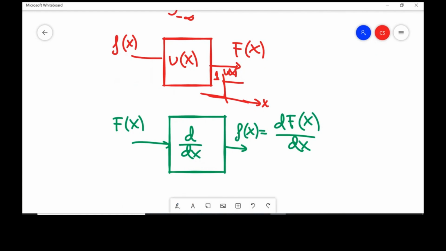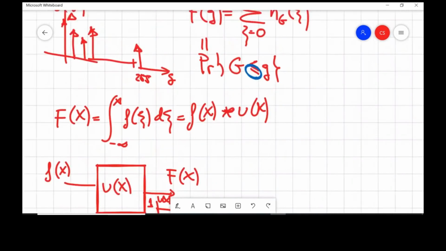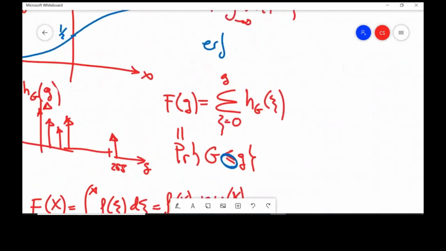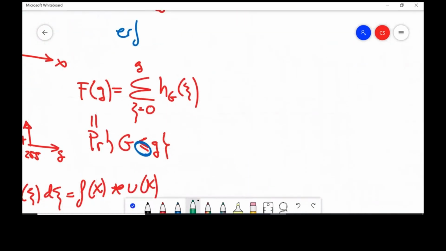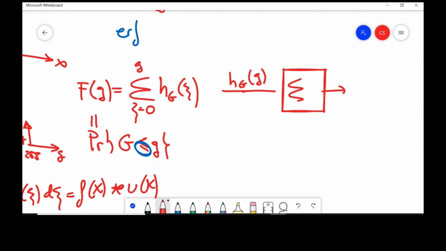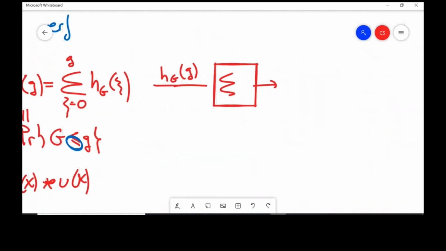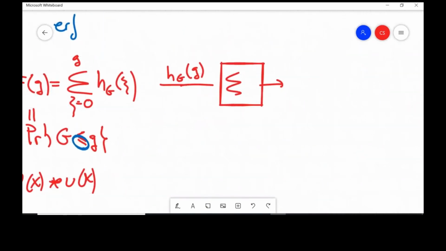Okay, so let's look at the discrete system. For the discrete system, I have the equivalent of integration. So I have something that takes a sequence. So let's make it here in red. This is taking h of t, and it's going through a system that is computing a sum. And then it is producing, we call it F, so it is producing F.